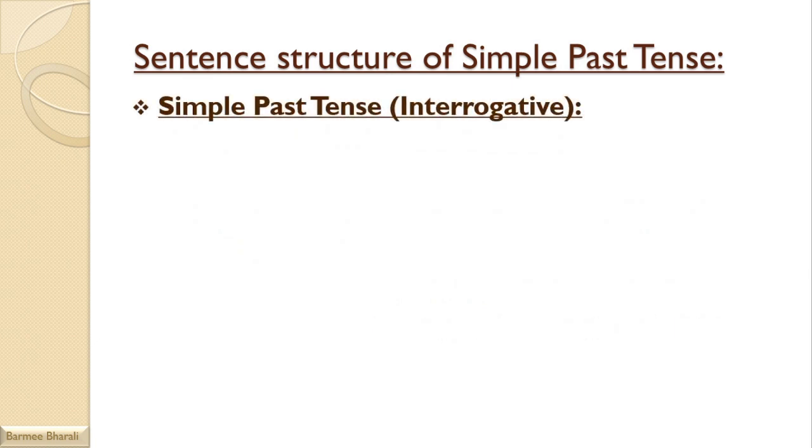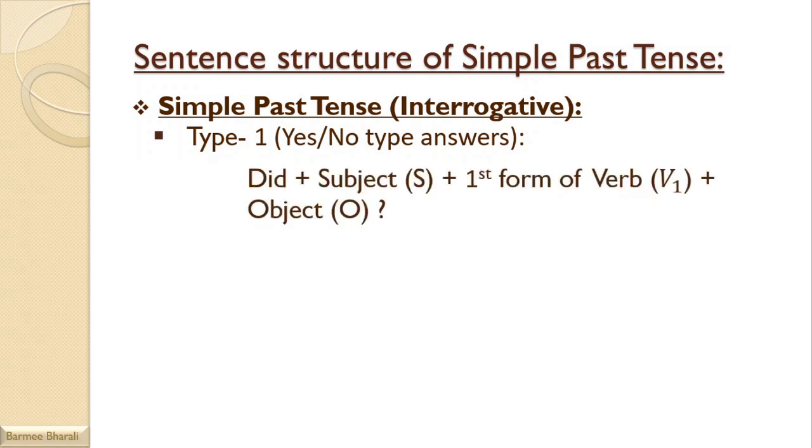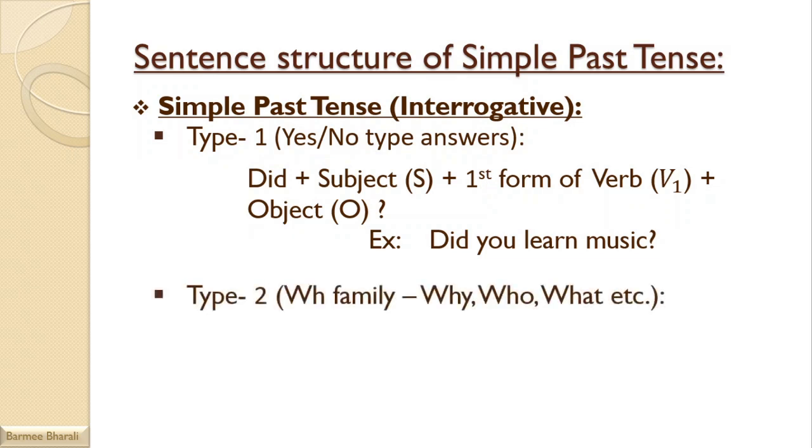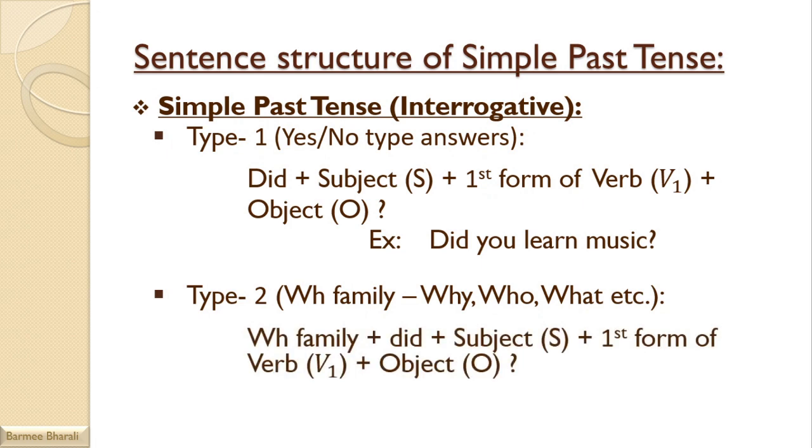Simple past tense interrogative. Type 1, yes or no type answers. Did plus subject plus V1 plus object question mark. Did you learn music? Type 2, that is which starts with WH family, why, who, what, etc. WH family plus did plus subject plus V1 plus object question mark. Example, why did you learn music?